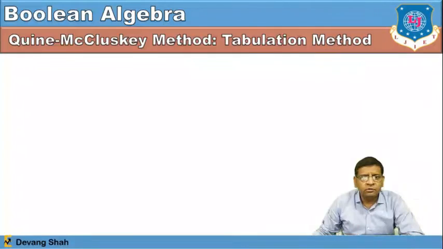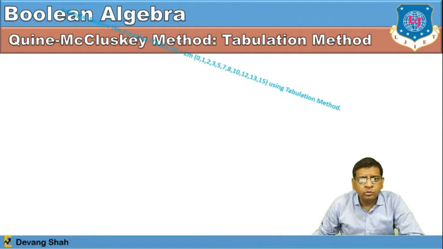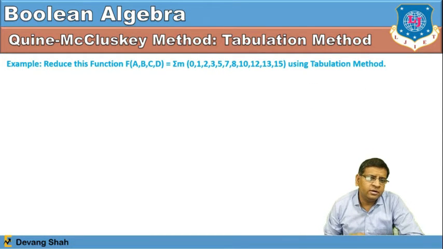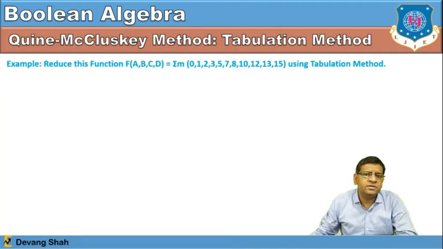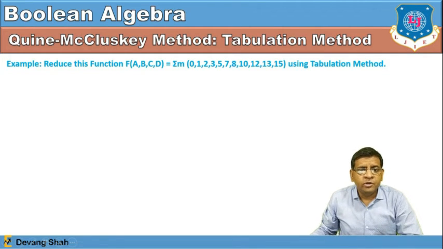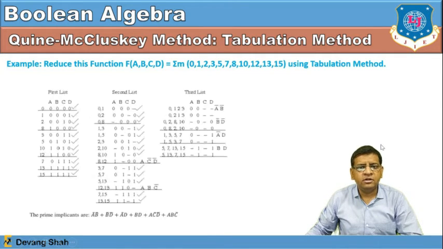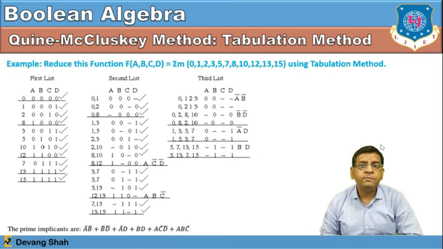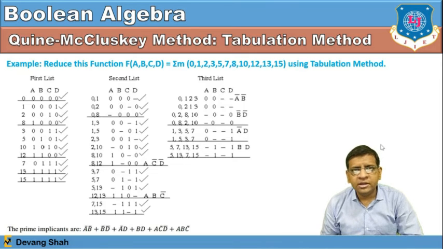Further, one more example we are going to discuss, again the reduction of f of abcd, where the min terms are 0 1 2 3 5 7 8 10 11 12 13 and 15. Again, you use the tabulation method. You go for the first list in table number 1, the second list in table number 2, and the third list in table number 3.